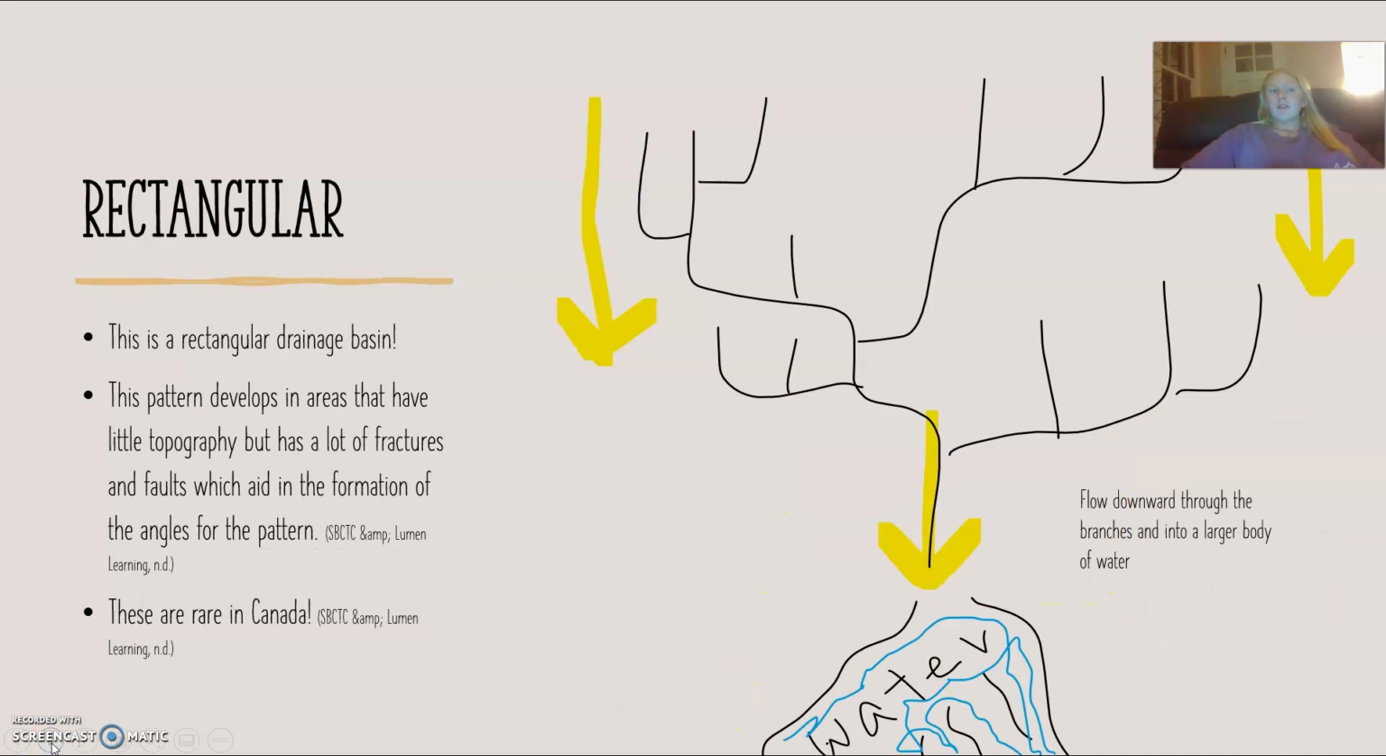Next up we have the rectangular pattern. So this is a rectangular drainage basin. The pattern develops in areas that have little topography but lots of fractures and faults which aid in the formation of the angles in the pattern. These are actually very rare to find in Canada. So the water flows through these 90-degree angles all the way down into a bigger body of water.